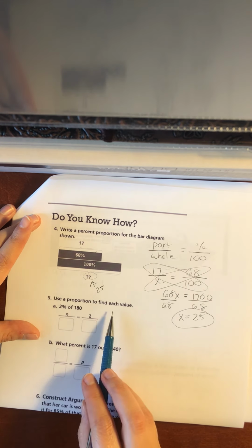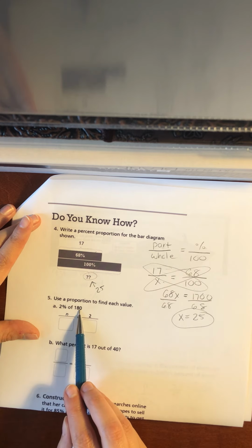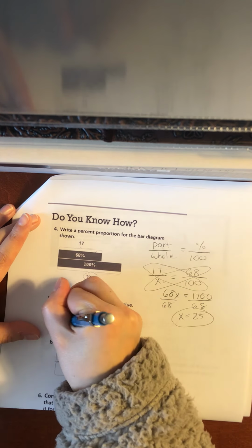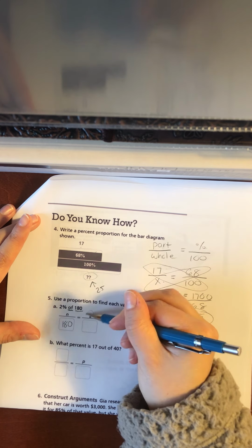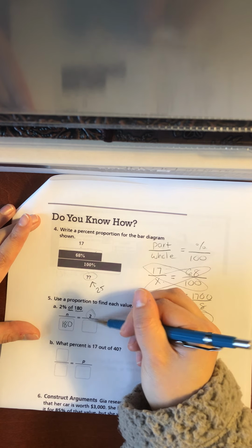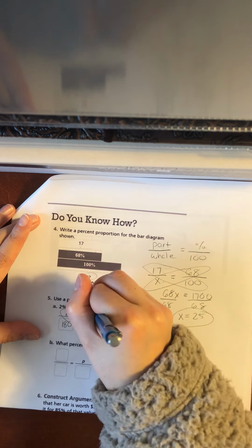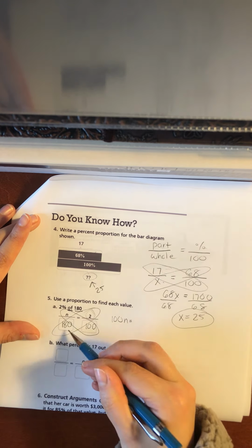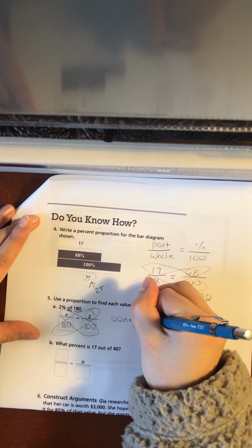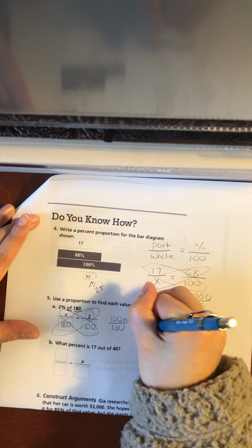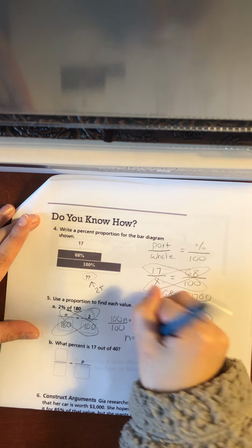Okay, use a proportion to find each value. So 2% of 180. So remember, it's part over whole. Anytime it says "of," that means that's the whole. So of 180 equals percent. They already put the 2 in there for us because that's the percent over 100. Now we multiply. N times 100 is 100N equals 180 times 2, which is 360. Divide by 100, divide by 100, N equals 3.6.